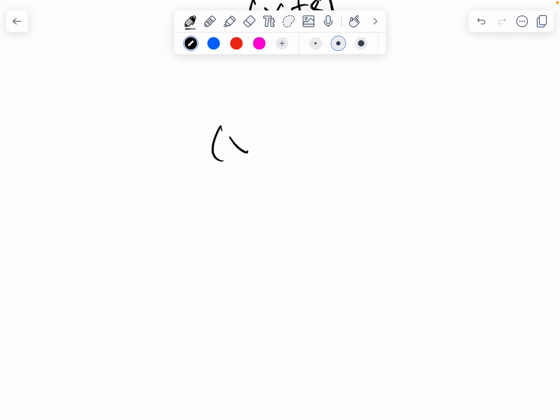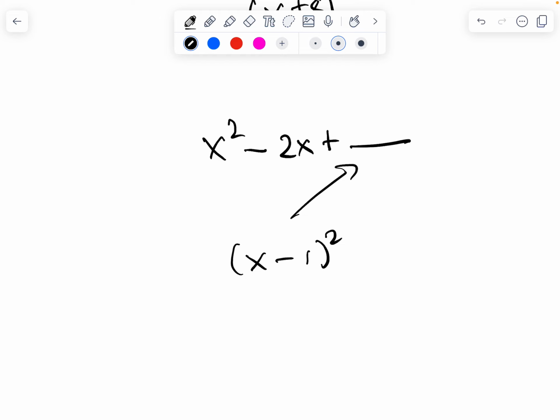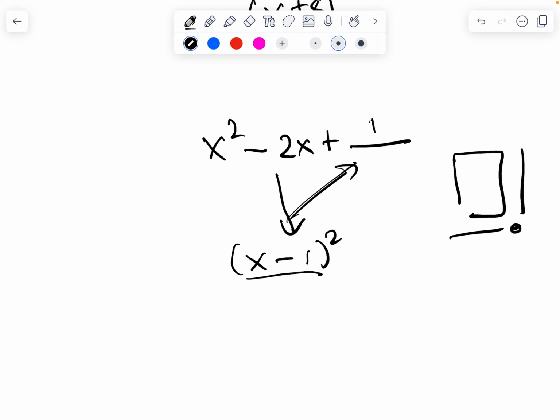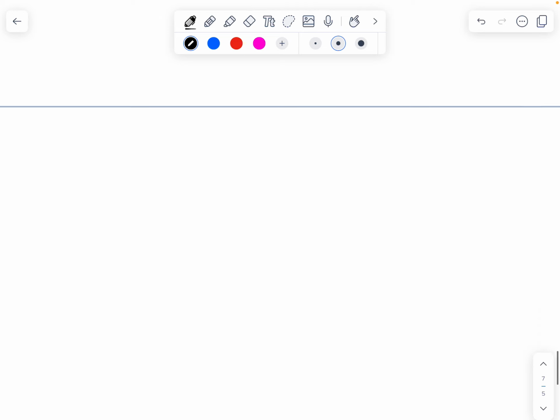Let's do another one with a minus. X squared minus 2x plus blank. So half of negative 2 is negative 1. And our missing number is negative 1 times negative 1, which is positive 1. Okay, so the process is you take half of the number, it goes in here, and then you square it, and it goes there. Because x squared, 2x, the 1 goes right there. That's the 1.